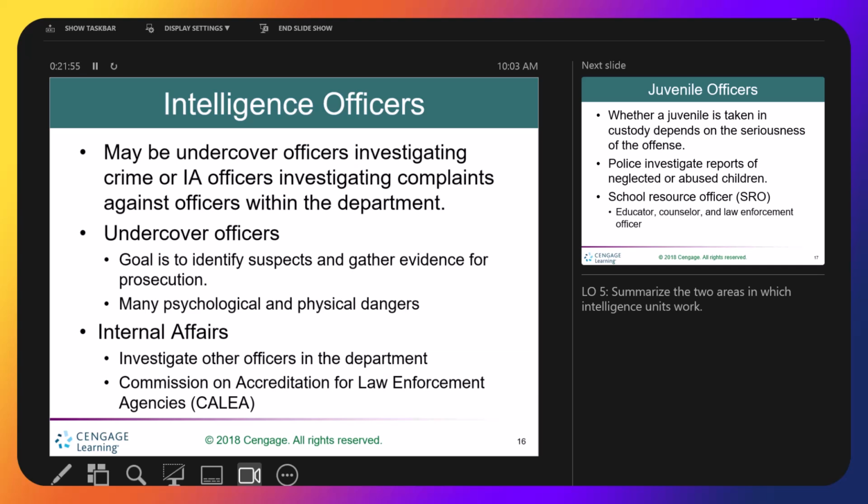Commission on Accreditation of Law Enforcement Agencies, CALEA. So when you look at internal affairs, they're the ones who police the police.